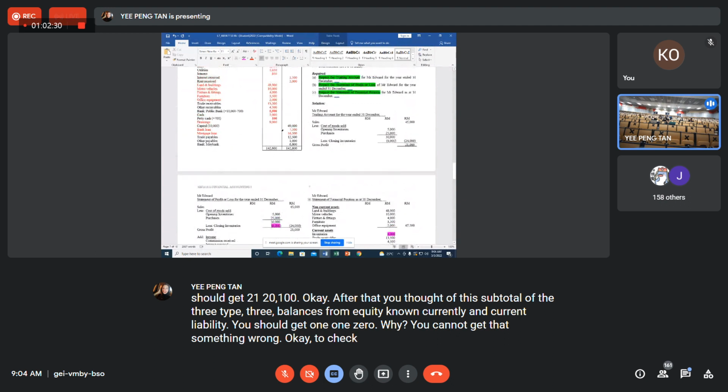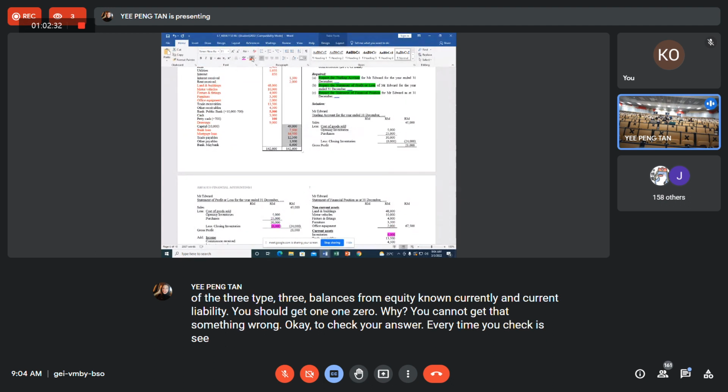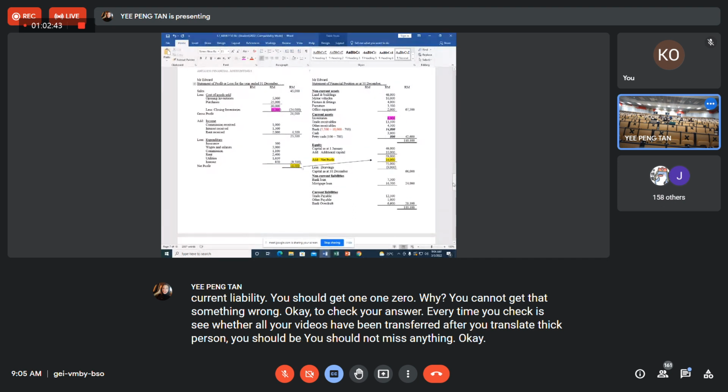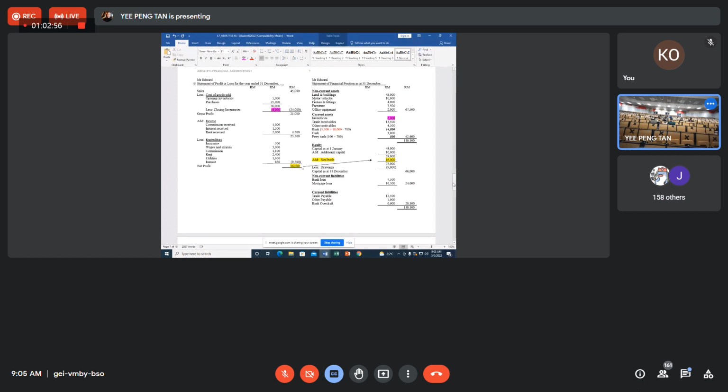Okay, to check your answer, every time you check, see whether all your figures have been transferred. After you transfer, you should not miss anything. Okay, then you can find it. Can or not? Okay. So far okay?